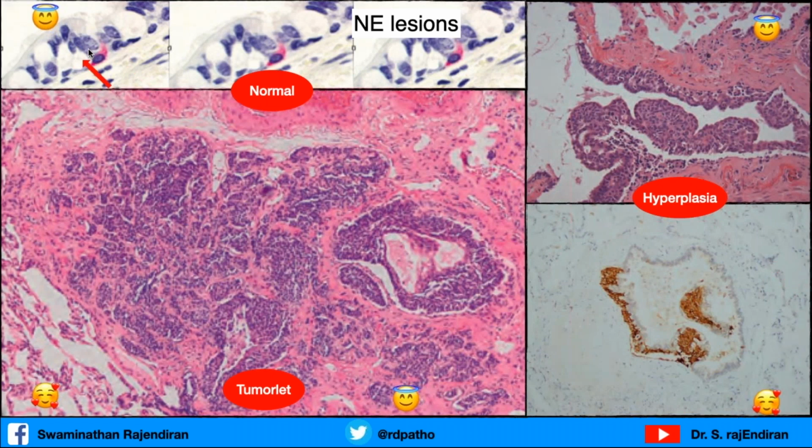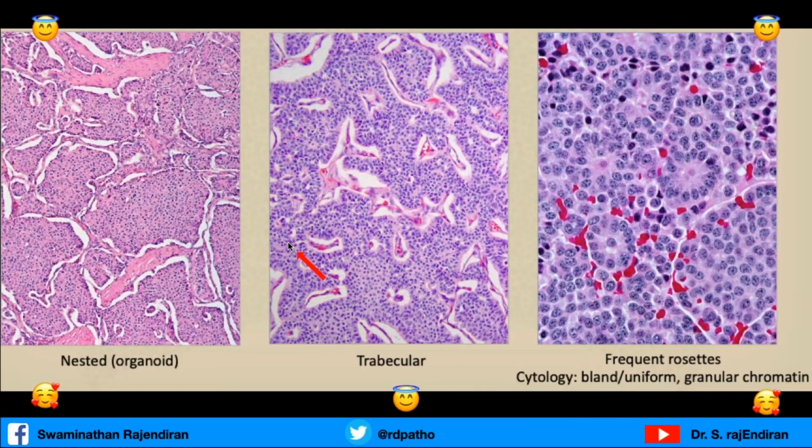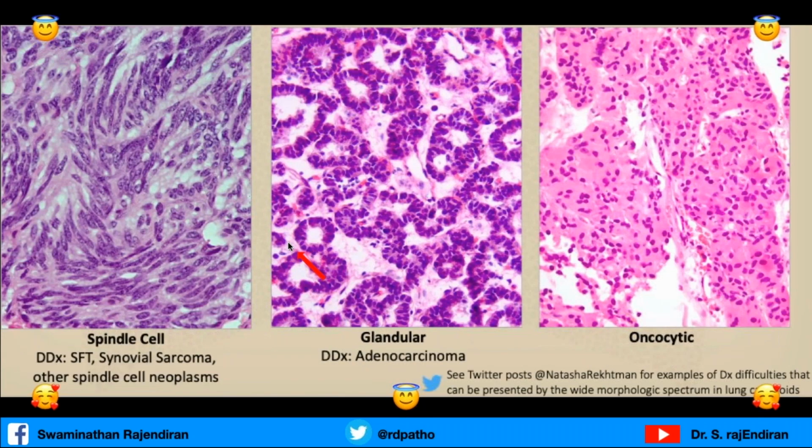So this is an example of normal, less than 5 cells confined within the basement membrane. And here it is hyperplastic cells. They are neuroendocrine cells proved by synaptophysin, and they are seen within the basement membrane. Okay, that basement membrane is very, very important. More than 5 cells beyond the basement membrane but less than 5 millimeters, so this is tumorlet. Carcinoid is more than 5 millimeters beyond the basement membrane. These are the three patterns: nested, trabecular, and frequent rosettes, spindle cells, glandular, and oncocytic.